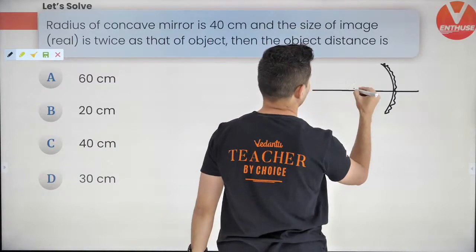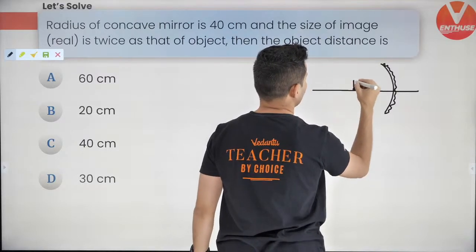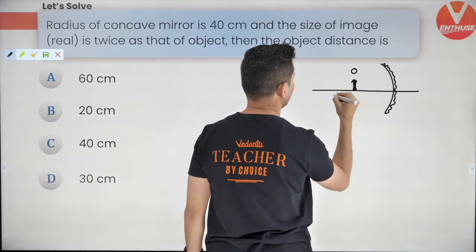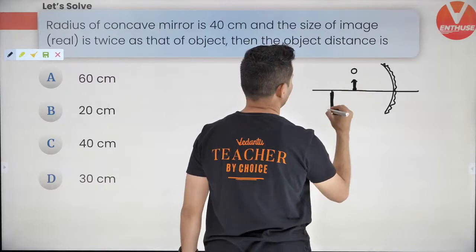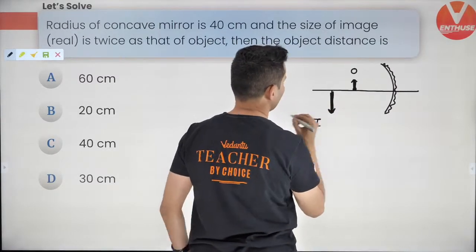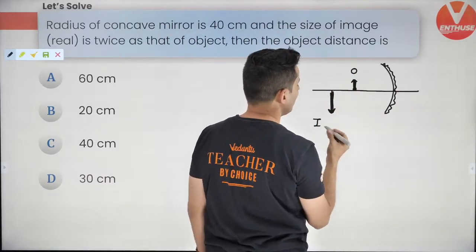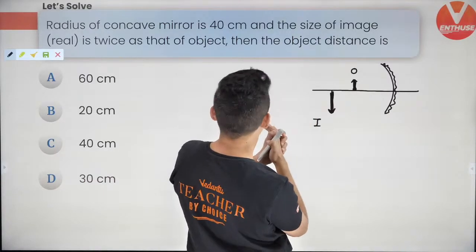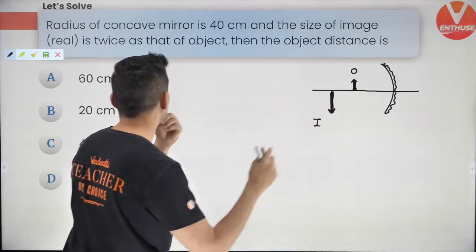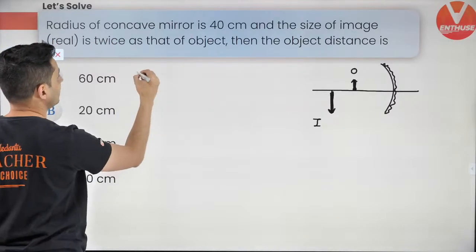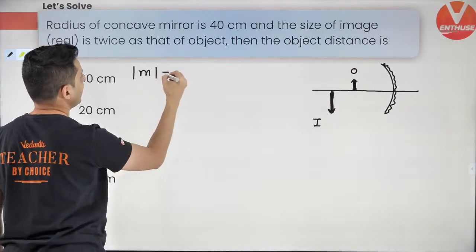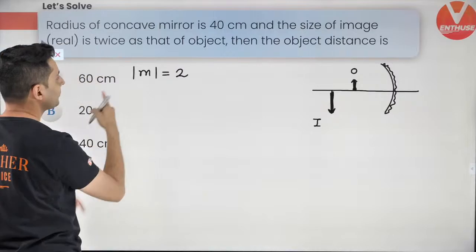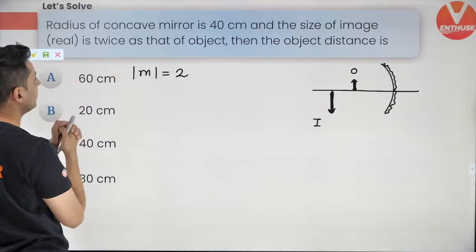Okay, fine. The object is maybe here. This is our object and let's say this is our image and the height is double. The distances are not given. But since the magnification is given, the modulus of the magnification is given to be 2.